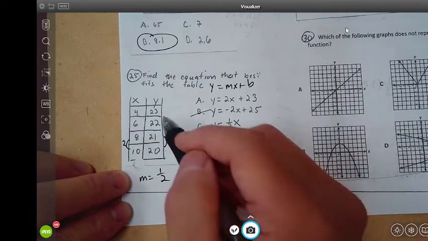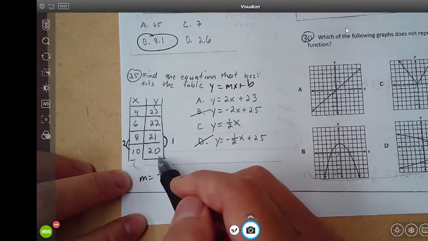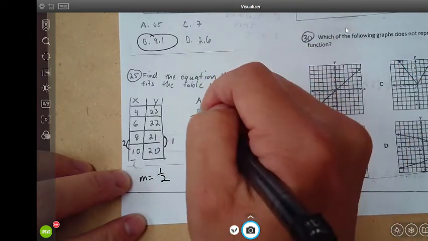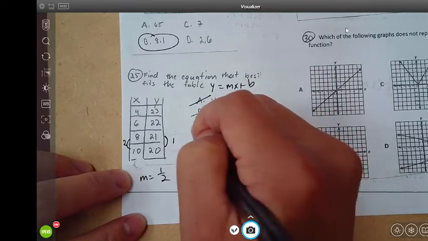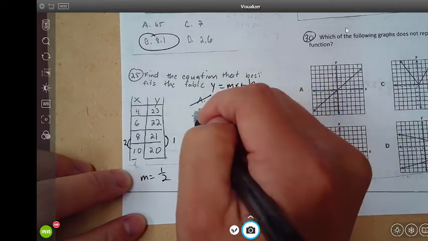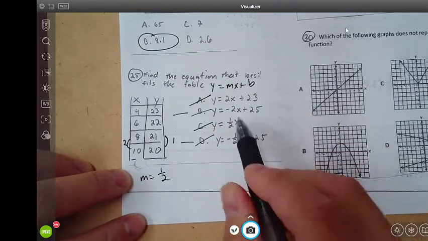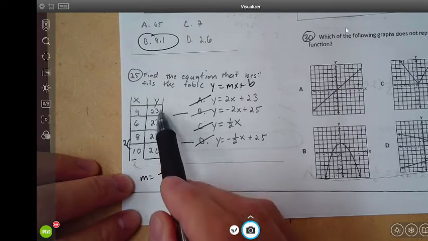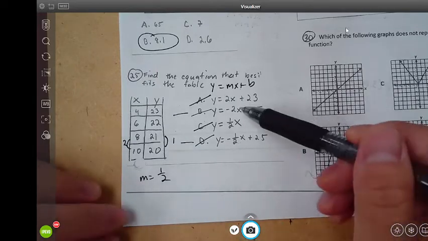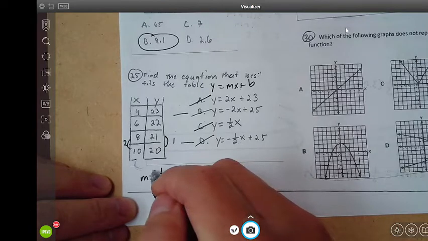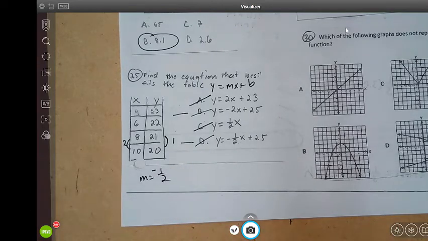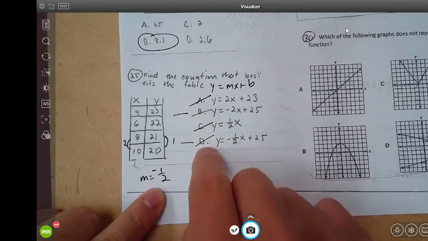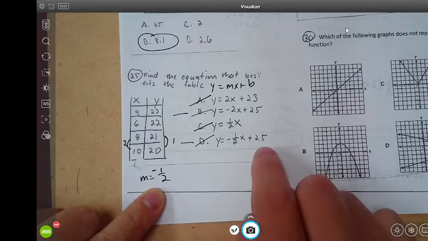Okay. The y is getting smaller. As the x is getting bigger, the y is getting smaller. So A and C are not options, right? It's either D or B, right? All right, so let me say that again. Y is getting smaller as x is getting bigger, right? As you go down the table, y is getting smaller. So the slope should be negative, so negative 1 over 2. Since it's a negative 1 over 2 slope, and your only options now are D and B, it's got to be this one.